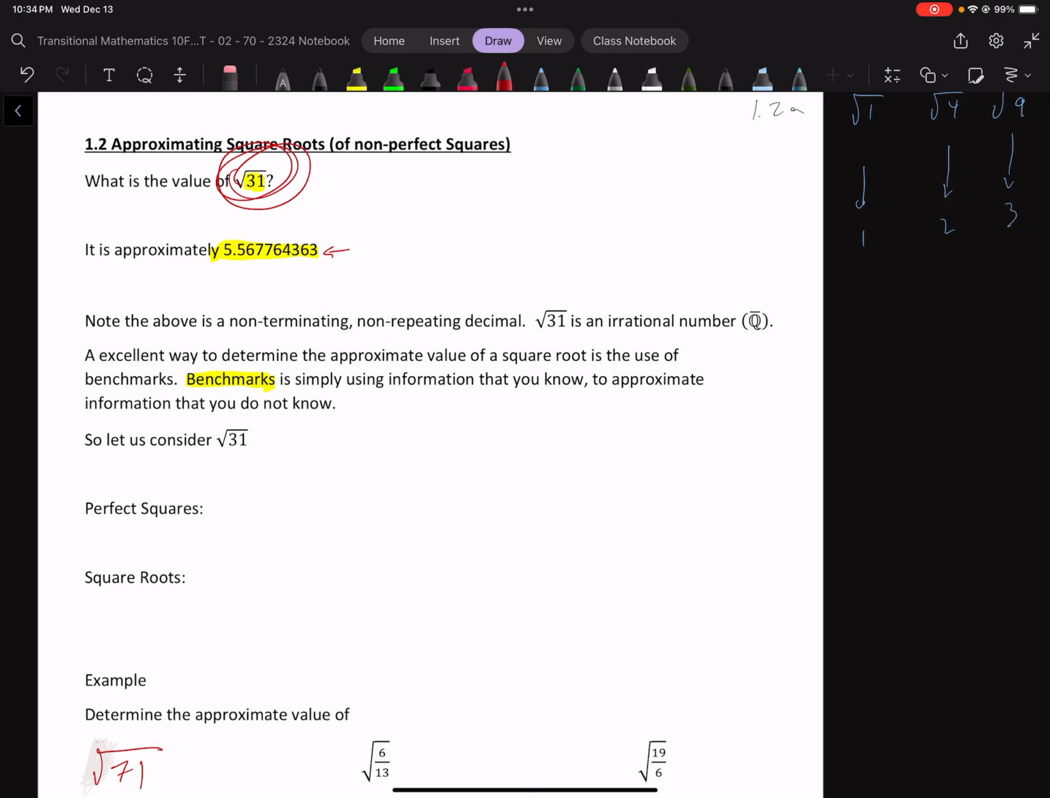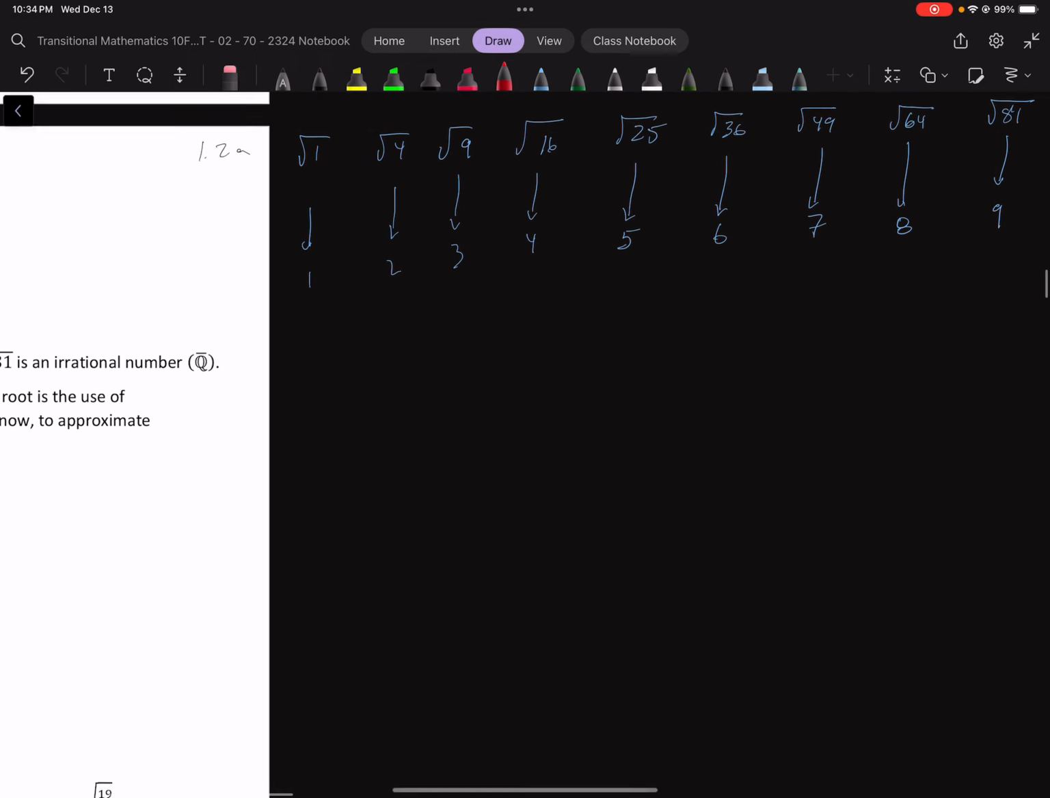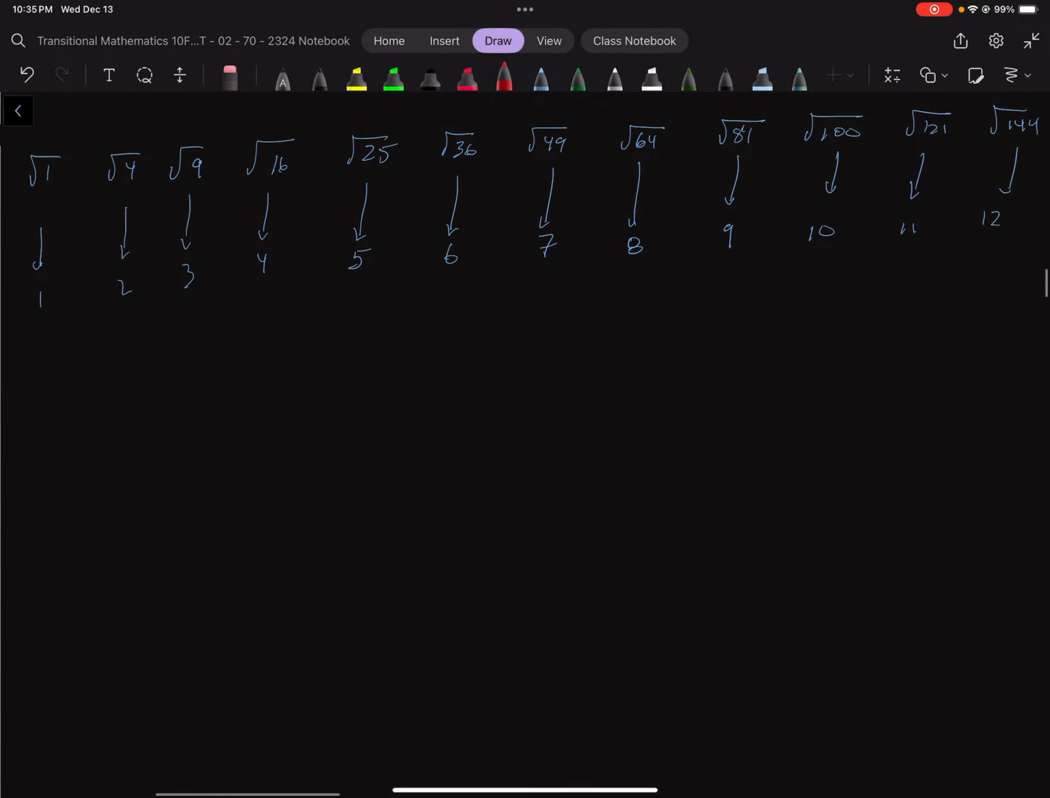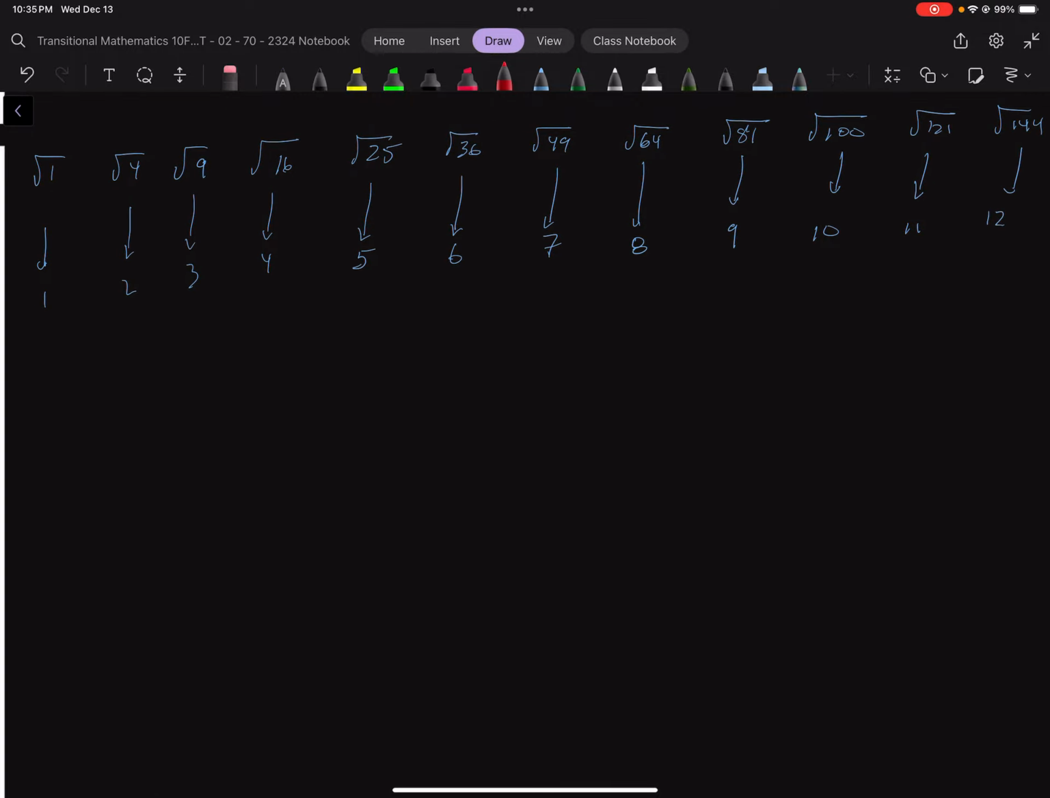is to use the square root of perfect squares. And what do we know? We know the square root of perfect squares, and we call these benchmarks. So benchmarks is simply using information that you know to approximate information that you don't know. So it might be handy if you write this on a piece of paper.